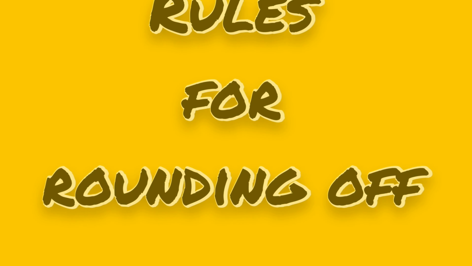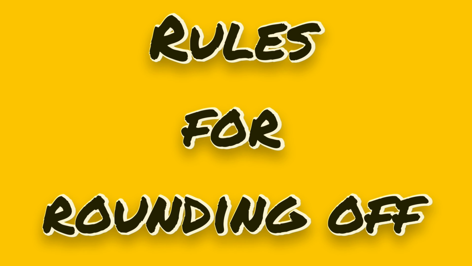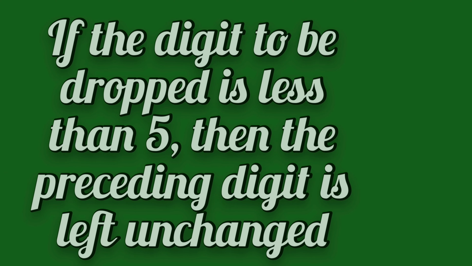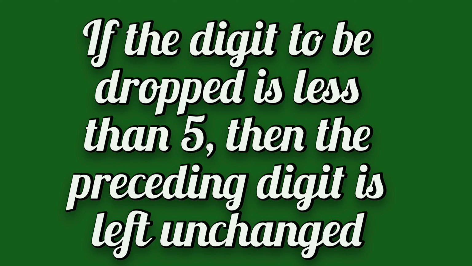Rules for rounding off. In this concept, we can learn how to correct numbers up to a desired number of decimal places by using the basic rules, which can be classified into 5 cases. Let us now discuss case to case. First case. If the digit to be dropped is less than 5, then the preceding digit is left unchanged. Let us discuss this rule by taking an example.